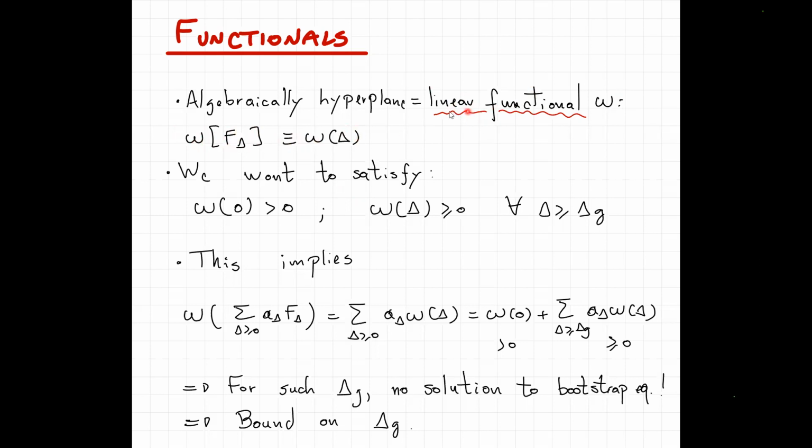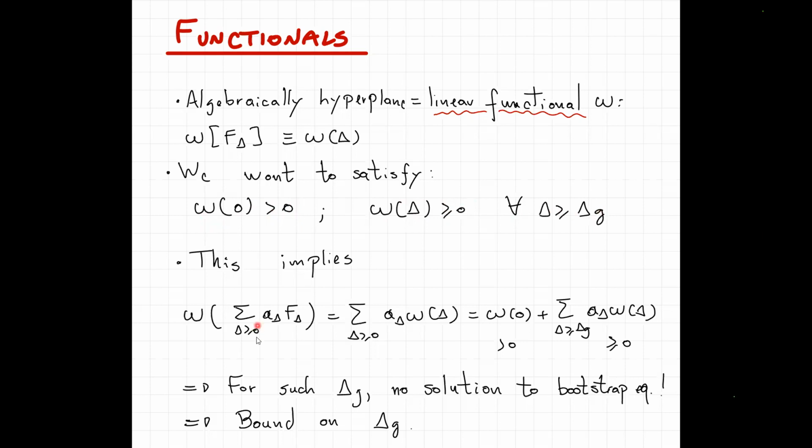It's a linear functional, so if you have a sum, it will go outside here. And so in this problem of getting a bound on the gap, what would we want then? We would want that when the functional acts on the identity, it should be strictly positive. And when it acts on the other vectors, it would be non-negative for all delta above the gap. So even without the picture, you can see that this implies a bound.